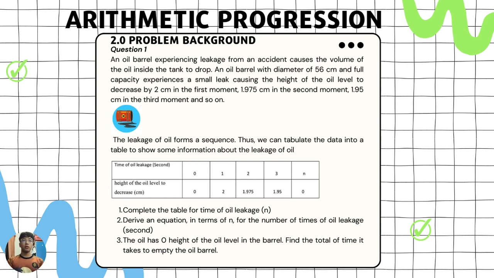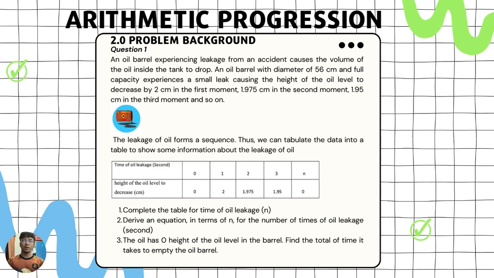Question 1. An oil barrel experiencing a leakage from an accident caused the volume of the oil inside the tank to drop. An oil barrel with a diameter of 56 centimeters, at full capacity, experienced a small leak, causing the height of the oil level to decrease by 2 centimeters in the first moment, 1.975 centimeters in the second moment, and 1.95 centimeters in the third moment, and so on. The leakage of oil forms a sequence.